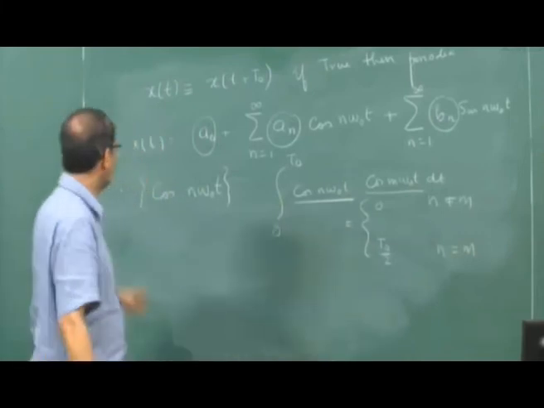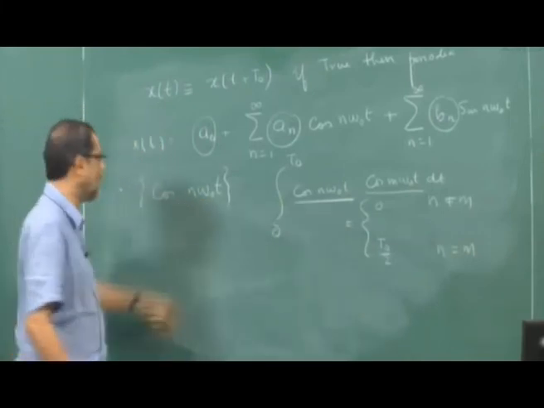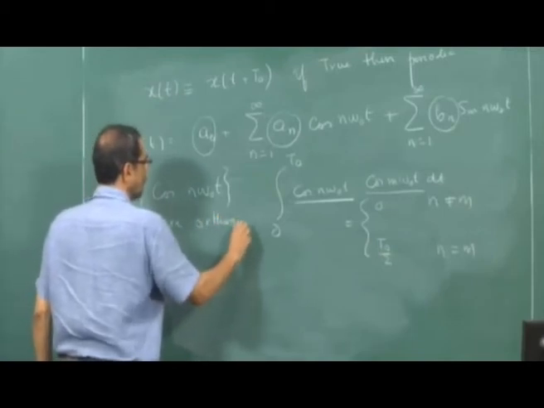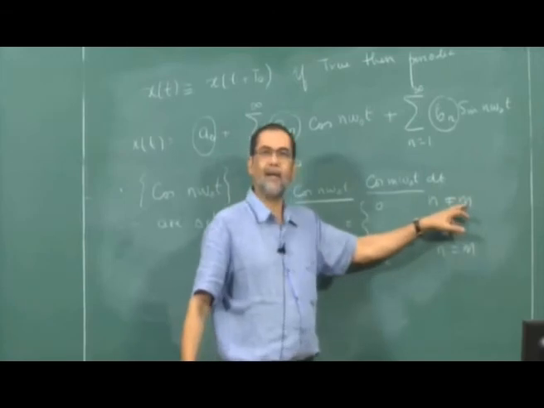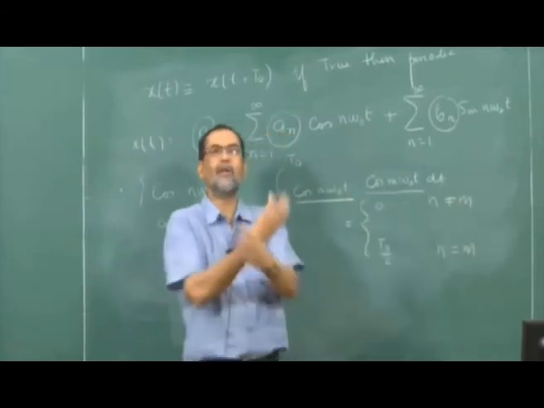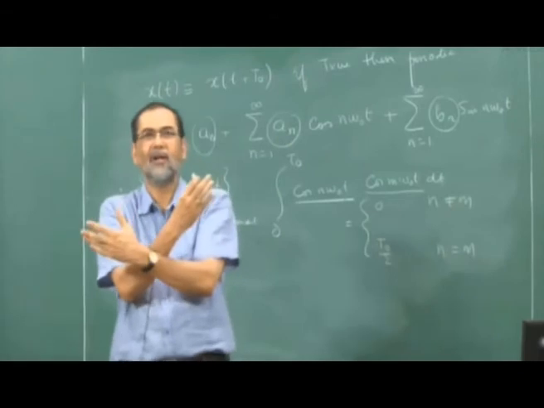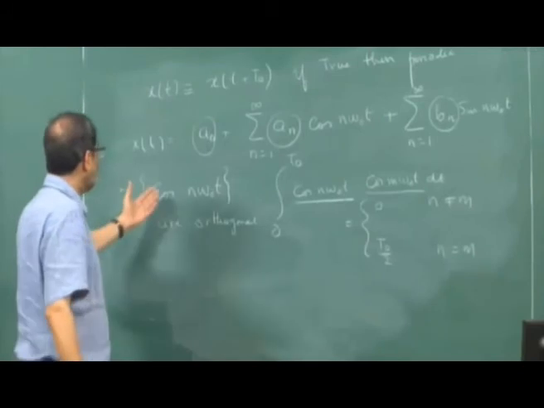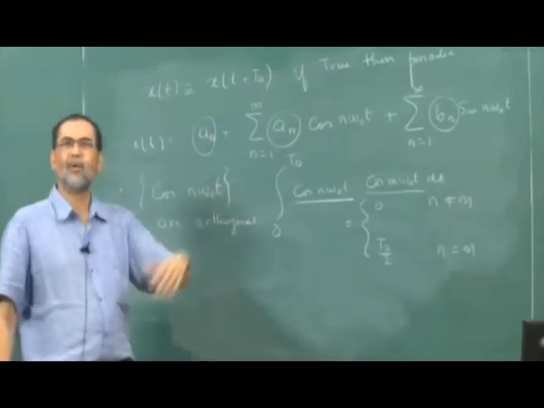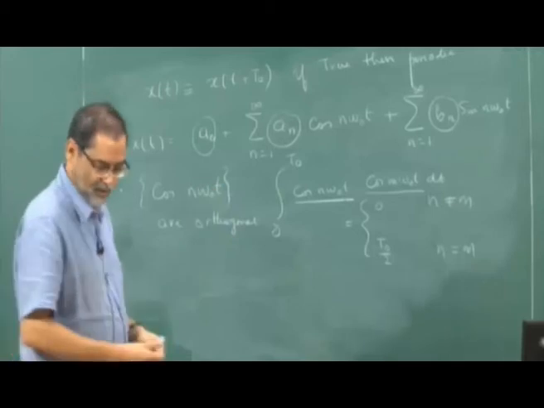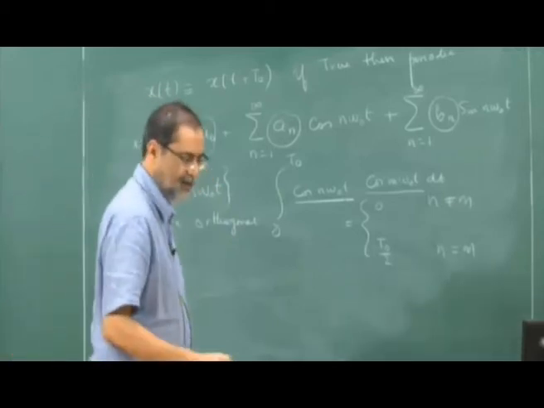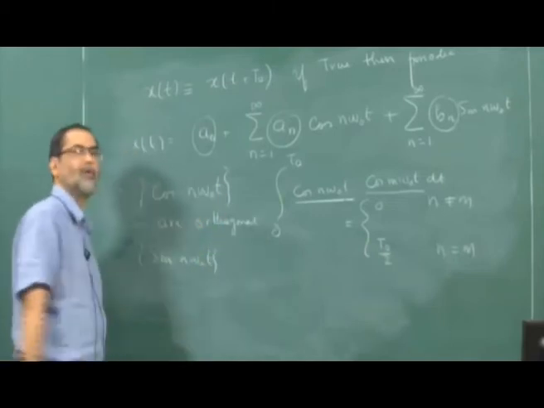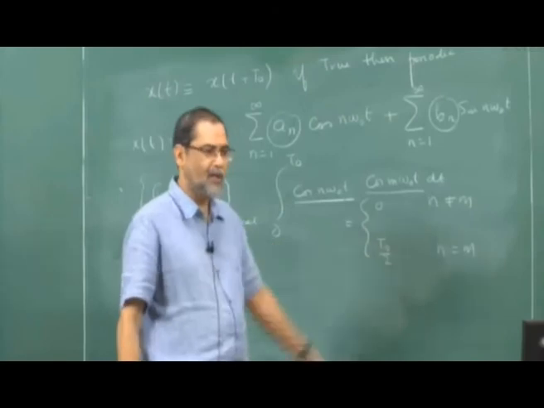So he said the set of functions cosine n omega naught t are orthogonal. They are orthogonal because when n and m are different, they integrate to 0. Whenever two signals integrate to 0, we say those two signals are orthogonal to each other. So cosine n omega naught t and cosine m omega naught t are orthogonal to each other. That is the second idea that he said. Sine n omega naught t is also an orthogonal set. What is true for cosine is true for sine.